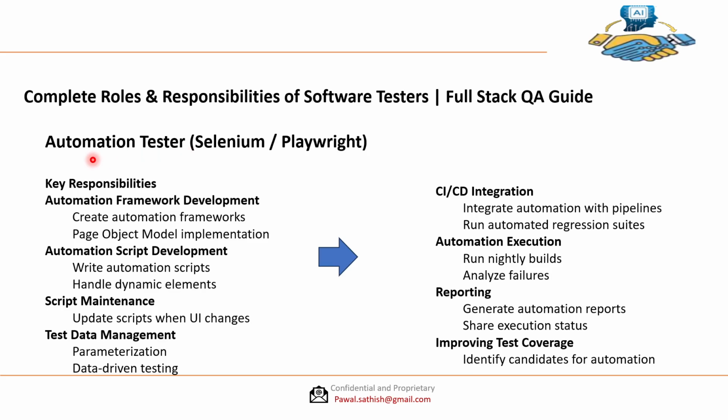The next is the automation tester, if you are using Selenium or Playwright. The main responsibilities start with automation framework development. We need to develop a framework, and it can be any kind of framework, like page object model design pattern, a data driven framework or a hybrid framework. Here, mostly seniors or the test lead are involved.